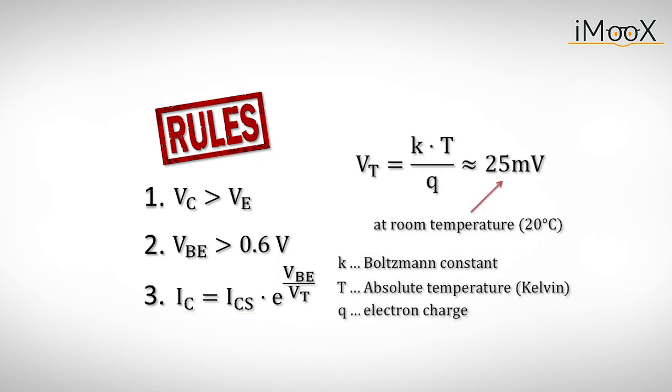Vt is defined as the Boltzmann's constant k times the absolute temperature T in Kelvin divided by the electron charge q. At room temperature, Vt has a value of about 25 millivolts.